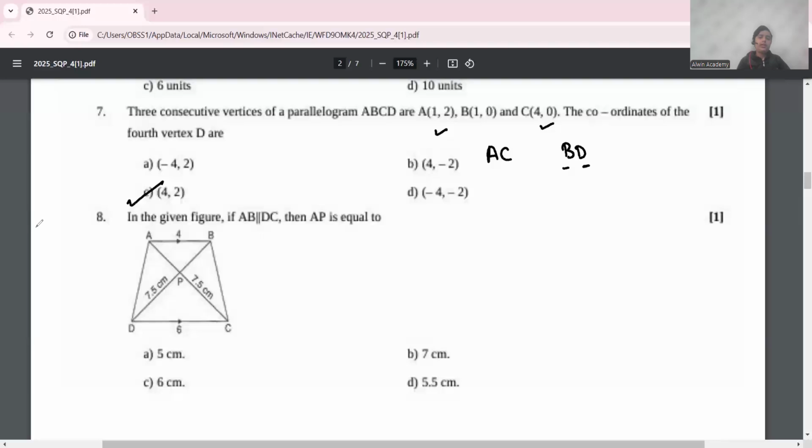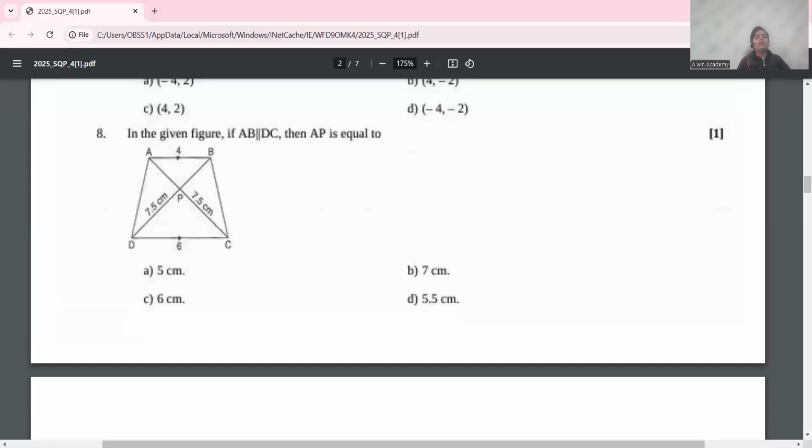Going to the next question, we are given this particular parallelogram and we have to find the length of AP. Now, since these are two parallel lines, we can say that this angle is equal to this angle and this angle is also equal to this angle. So we can call these two triangles similar by AA similarity. And using CPST here, I can say AP by PC, which is given 7.5, is AB, which is 4, upon DC, which is 6. So 2, 3, 3 ones are 2.5. 2.5 times 2 is 5. So AP is 5 centimeter, option A. Going to the next question.